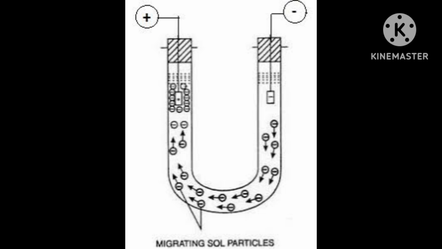However, when ferric chloride is added to NaOH, then what will happen? A negatively charged sol is obtained. Negatively charged sol is obtained, okay, with adsorption of OH- ions.